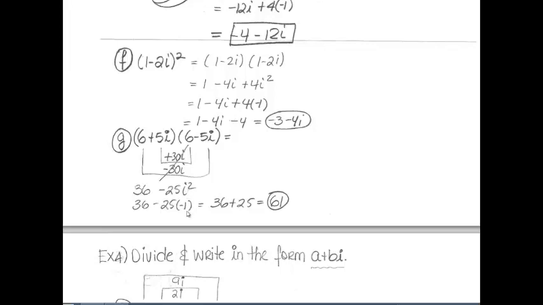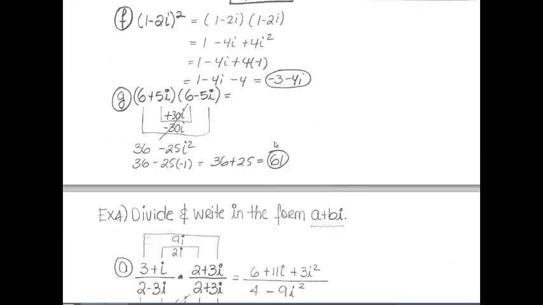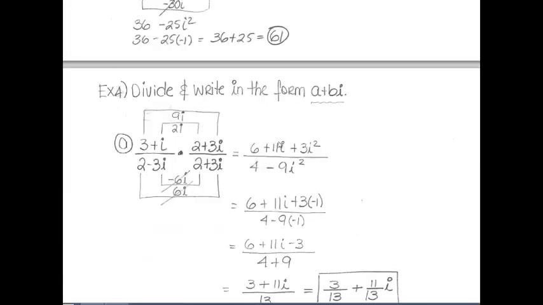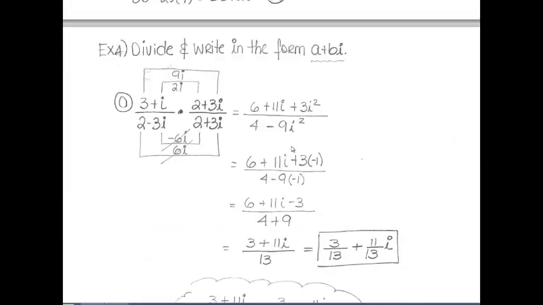i squared is negative 1. So negative 25 times negative 1 is positive 25. 36 plus 25 is 61. Alright? Alright. And let's go on to example number 4, which talks about dividing. So divide and write in the form of a plus bi.